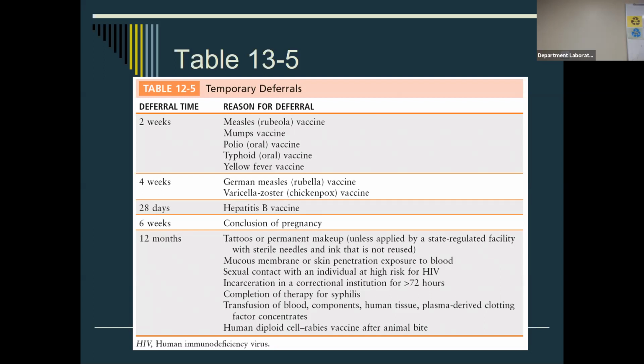Sexual contact with an individual at high risk of HIV, or incarceration in a correctional entity for greater than 72 hours, 12 months. Syphilis, 12 months. If you've been transfused blood components or organs, 12 months. And if you've had the rabies vaccination following an animal bite, that's a 12-month deferral.